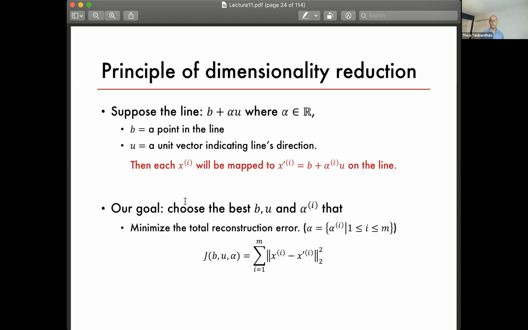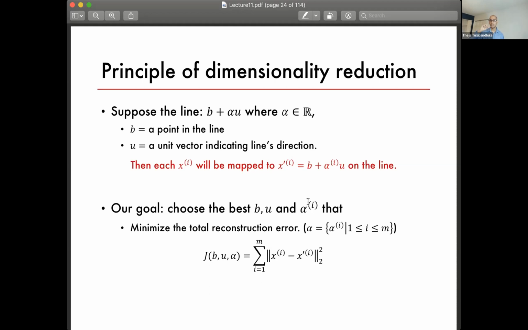With this perspective, if you want to put points on a line, then the objective is to choose the best b, u, and alphas. There's going to be one alpha per original data point, so we need to choose alphas as well. We need to choose b, u, and alphas such that something is small, and that something is the error. There's going to be an error per data point, captured in this objective function, the reconstruction error, which is a function of b, u, and alpha.